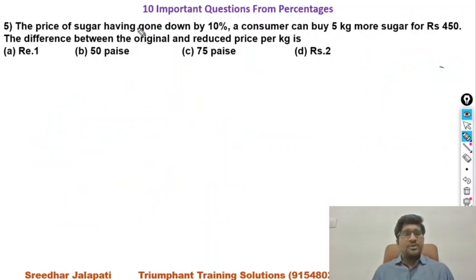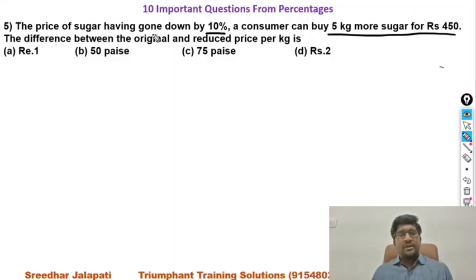The price of sugar having gone down or decreased by 10%, a consumer can buy 5 more kg for rupees 450, what he has. Then the difference between the original and reduced price per kg is. So this question can be answered in two ways. By the way, those who want to try the question, you can pause the video and continue after getting your answer to check it. The rest of the people can follow me.